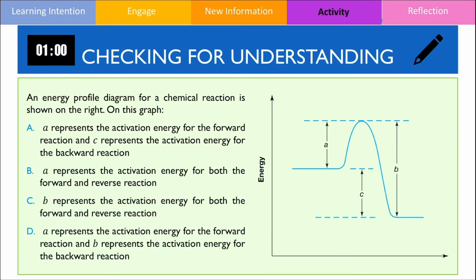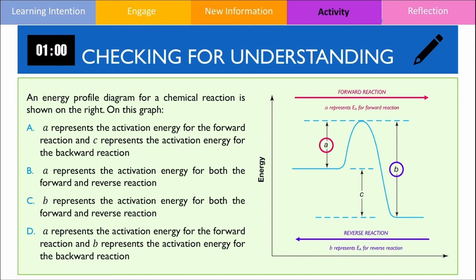In this question, select the appropriate statement in regards to the forwards and backwards reaction. In this question, we should be able to recognize that A is going to be the activation energy for the forwards reaction, whereas B is going to be the activation energy for the reverse reaction. Hence, D is going to be the correct answer. Have a go with the next question.